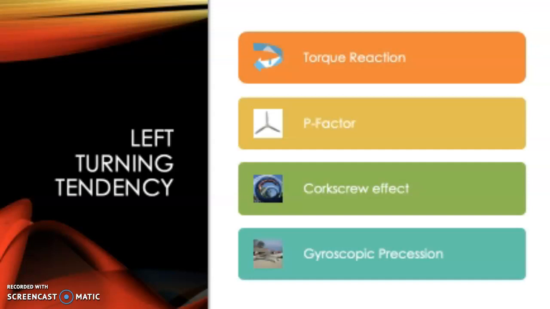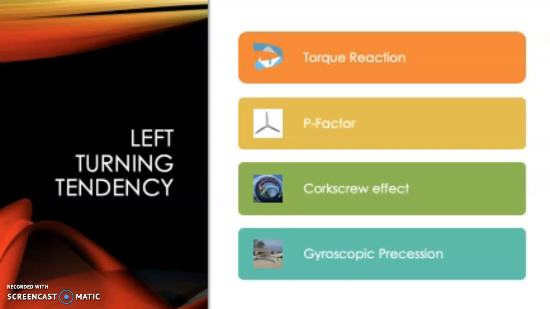P factor happens when the downward moving propeller blade takes a bigger bite of the air than the upward moving blade. This happens when your plane is flying at high angle of attack and when you're taking off in a tailwheel airplane. In both of these scenarios, your downward sweeping blade is at a much higher angle of attack than your upward sweeping blade. And with a higher angle of attack, the downward sweeping blade creates much more thrust or lift, making your airplane want to yaw to the left.